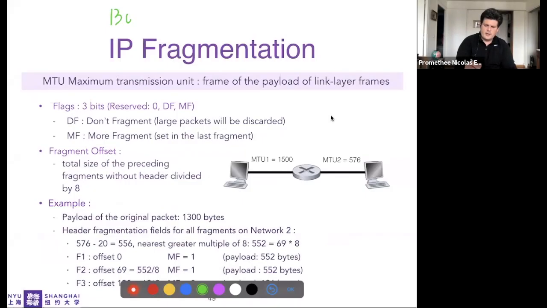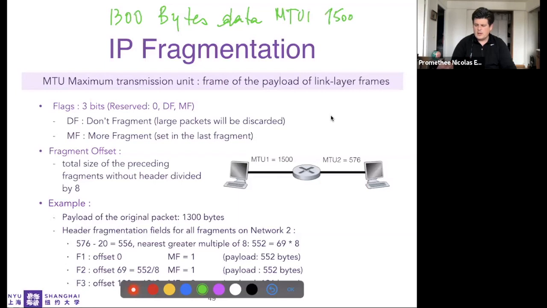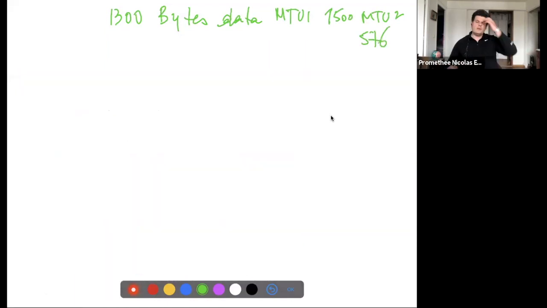So I have 13 bytes, and what is the 13 bytes of data? Okay? And the MTU one is 1500, and the MTU two is 576. All right, so let me see. If I do white, you see I don't know that.